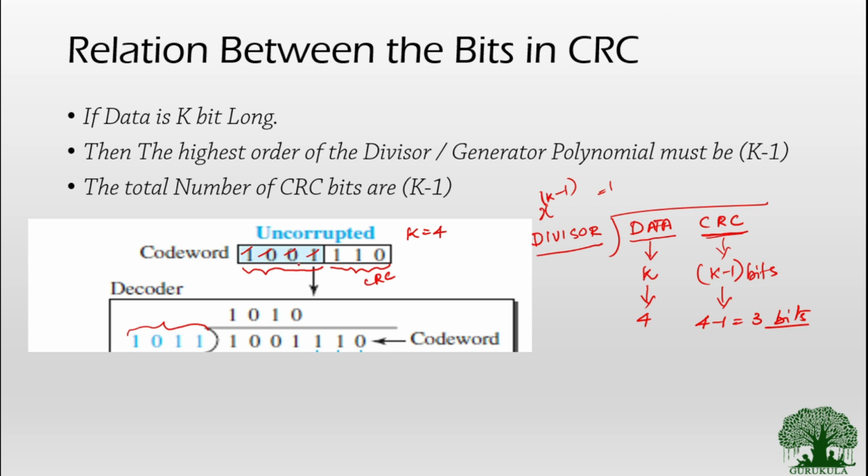So what is the CRC? I should have the maximum polynomial as x to the power k minus 1. So x to the power of 0, x to the power of 1, x to the power of 2, x to the power of 3. As you can see, the highest polynomial is x to the power k minus 1. In our example it is 4 minus 1, so we should have x to the power of 3. So the highest polynomial is x to the power of 3, so that we can say this is a valid divisor for performing the CRC check.